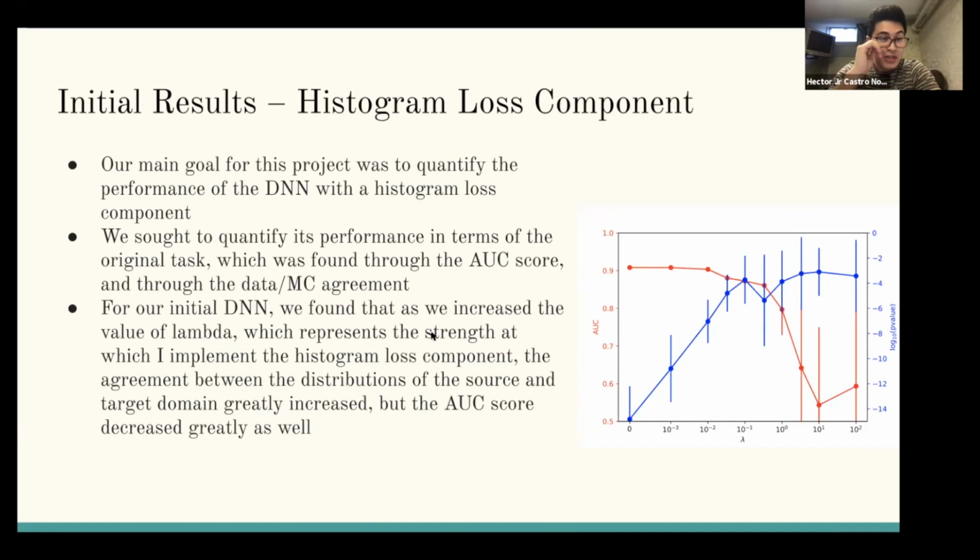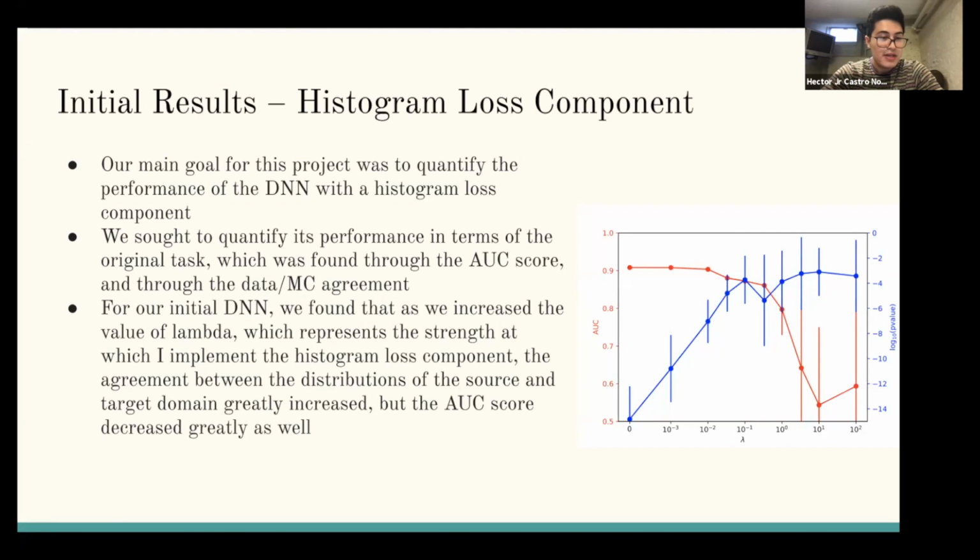So our main goal for this project was to quantify the performance of the DNN with the histogram loss component. We sought to quantify this performance in terms of the original task, which was found through the AUC score, and through the data and Monte Carlo agreement. For the original DNN, we found that as we increase the value of lambda, which represents the strength at which I implement the histogram loss component, the agreement between the distributions of the source and target domain greatly increased, but the AUC score greatly decreased as well.